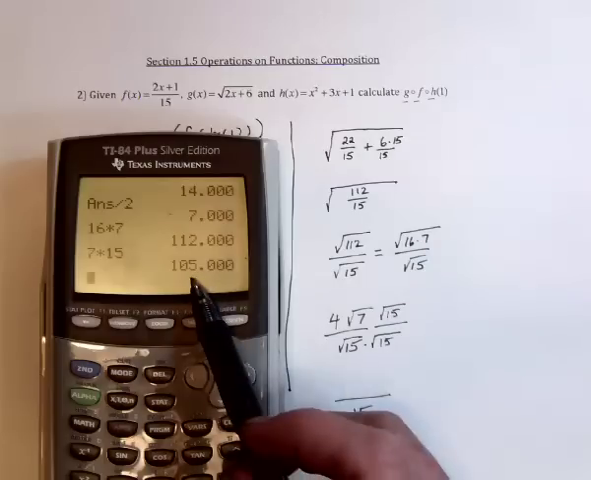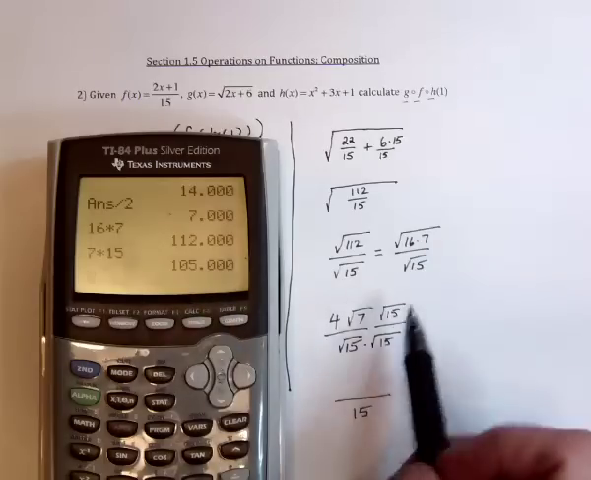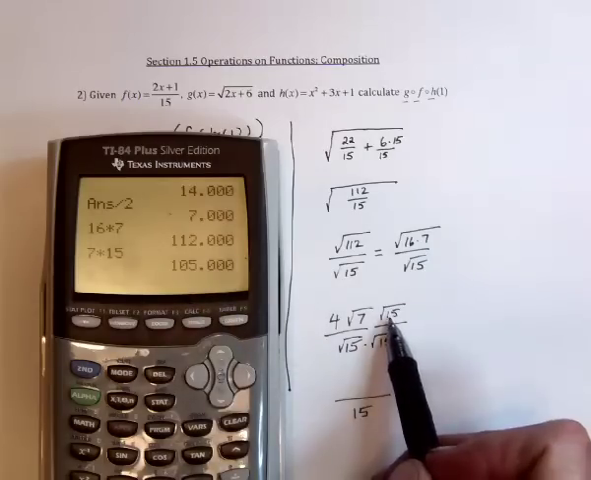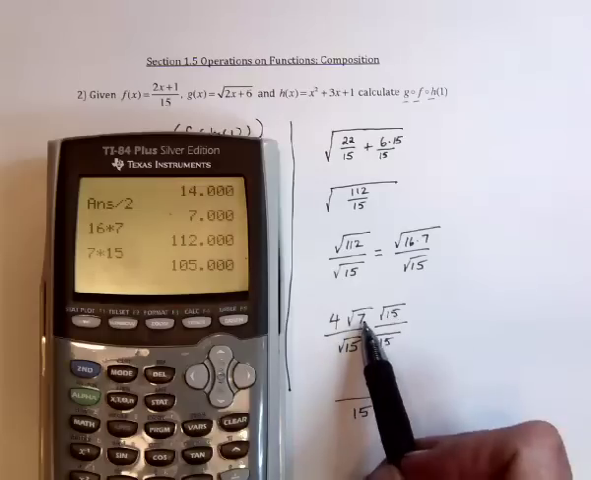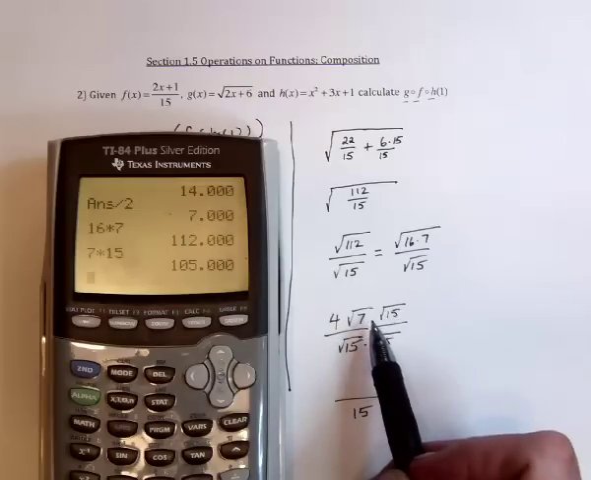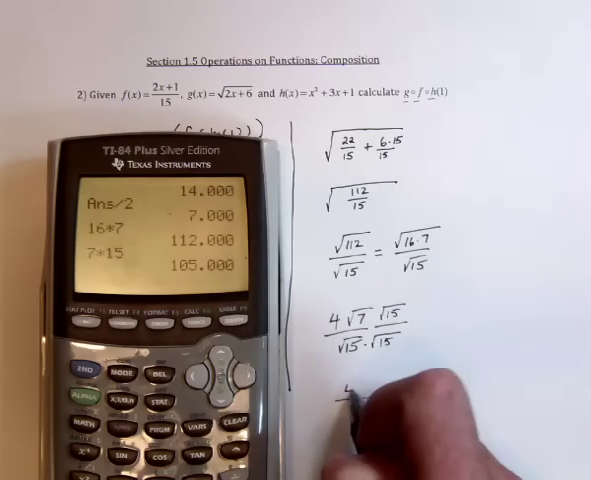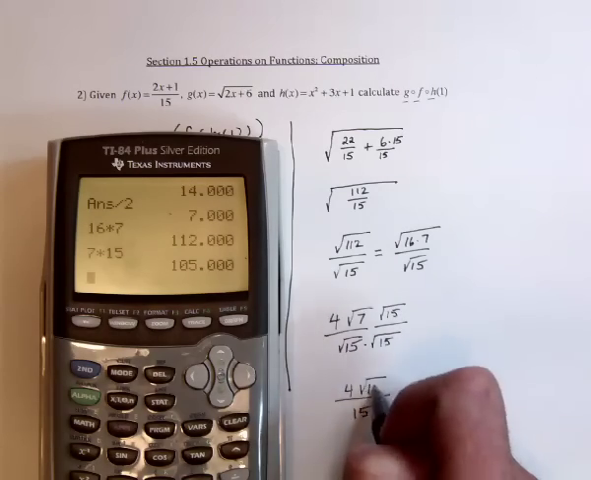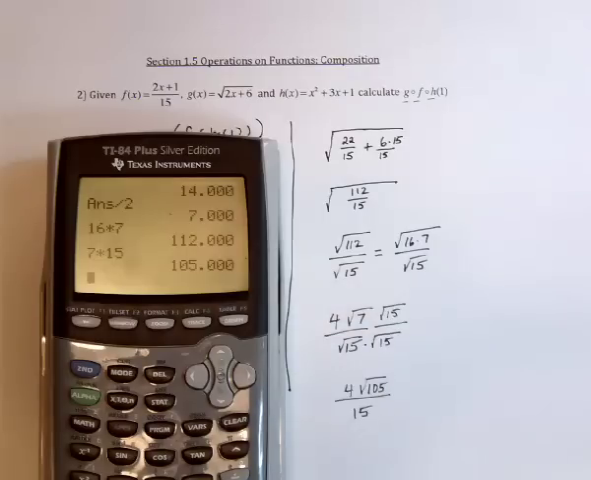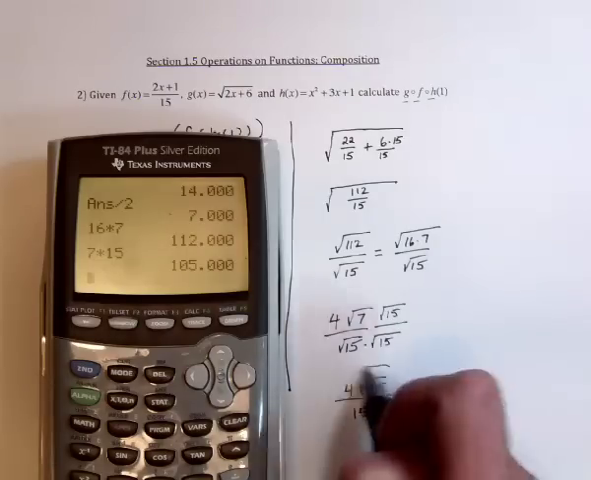And I know that 105 is not going to have any perfect squares in it because this is made up of 3 and 5, and this is made up of 7. So with a 3, a 5, and a 7, there's nothing that shows up twice. So we've got 4, the square root of 105. And the 4 and the 15 cannot be reduced, so it's finally finished.